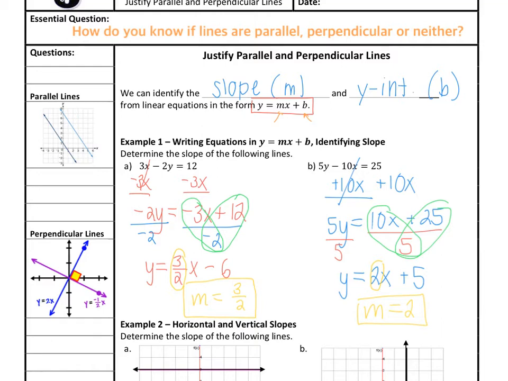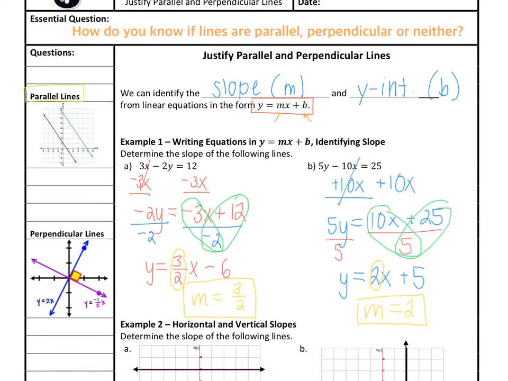Before I jump to example 2 with the horizontal and the vertical lines, our main focus for today is how do we know if lines are parallel, and how do we know if lines are perpendicular? Let's just make a nice little box.